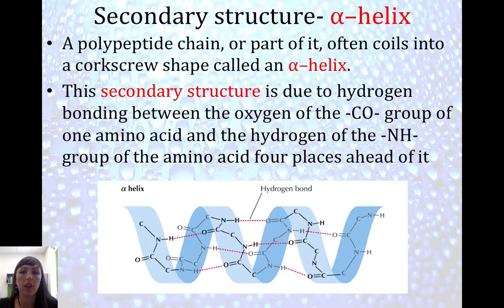Okay, so let's talk about each of those. Let's first focus on the alpha helix. A polypeptide chain, or part of it, will coil into a corkscrew shape called an alpha helix.